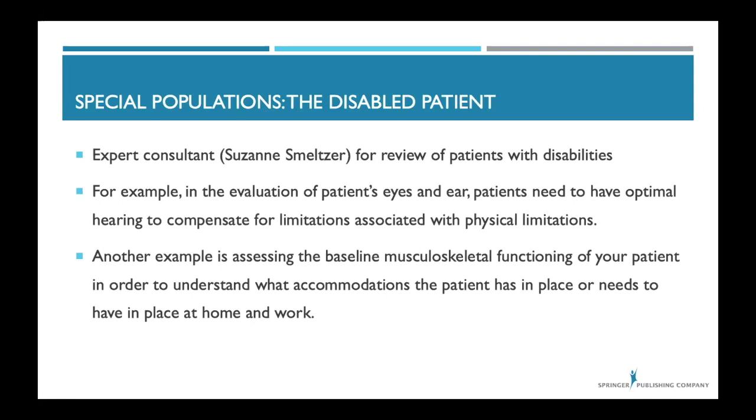For example, when we talk about the patient's vision and their hearing, in the eye and ear chapter we talk about how patients with disabilities can have optimal hearing and compensate for limitations in their physical ability. We also talk about a baseline for assessing musculoskeletal function, in order to understand what needs to happen for that disabled patient to do their work, to live their life, to be mobile, to be a productive member of society. So what accommodations can we assist them with in order to have their needs in place?